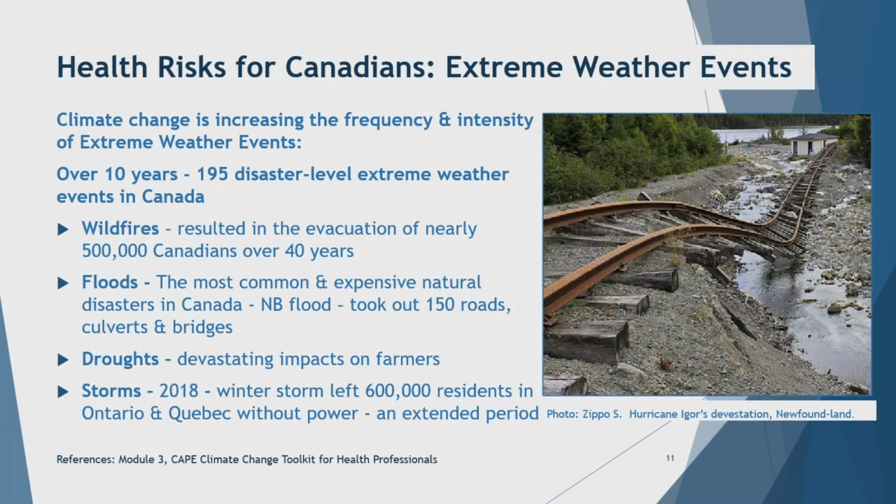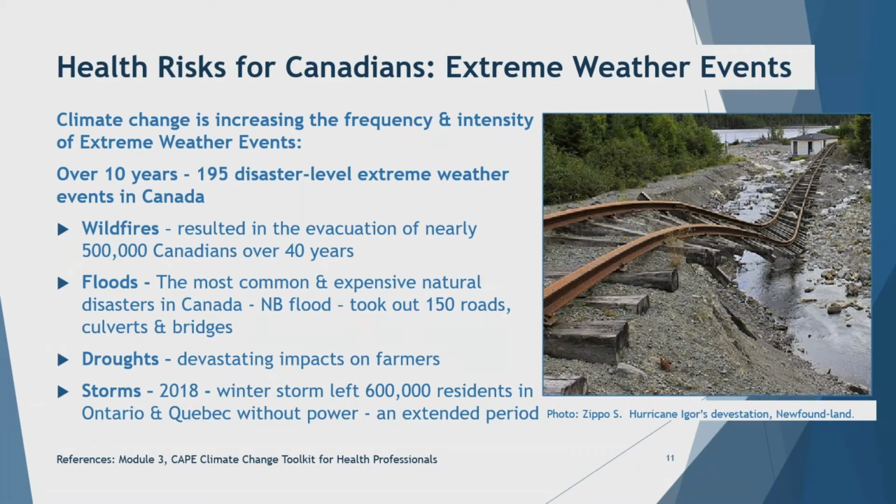Climate change is increasing the frequency and the intensity of extreme weather events. Over the last 10 years, there have been 195 disaster level extreme weather events in Canada. And just to get a sense of how this is impacting Canadians, over the last 40 years, nearly 500,000 Canadians have been evacuated because of wildfires. Floods are considered the most common and expensive natural disaster in Canada.